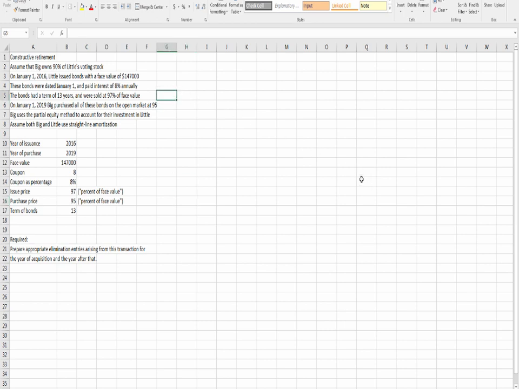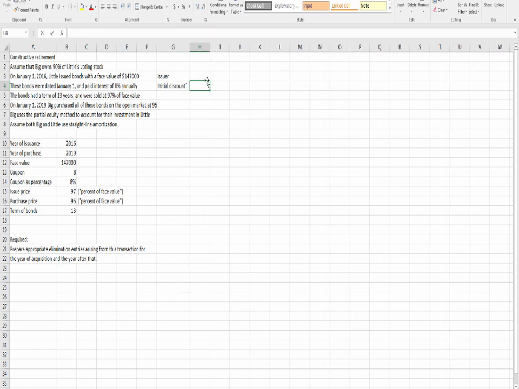Okay, so let's go ahead and get all of our ducks in a row here. What do we have? Let's first look at the issuer. Let's go ahead and find the book value of the bonds. So the initial discount, these bonds had an initial discount of 3% of $147,000 or $4,410. The annual amortization, okay, that $4,410 was divided over the 13-year term of the bonds. So annual amortization of $339.23.